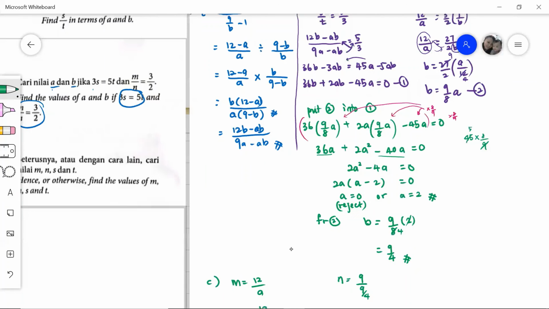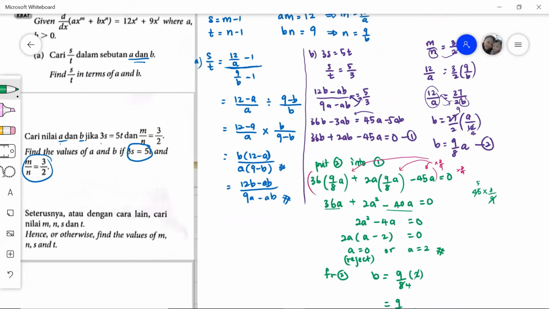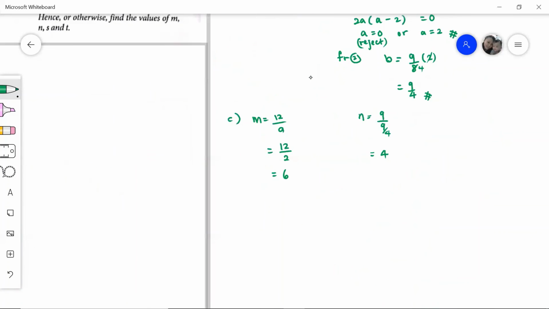So once we have found m and n, now we can find s and t. S is m minus 1, so 6 minus 1 equals to 5. And t is n minus 1, so 4 minus 1, we got 3. So our solution, let's put them together. M equals to 6, n equals to 4, and s equals to 5, t equals to 3. So that's it for question number 17.